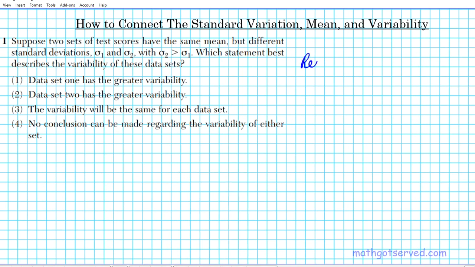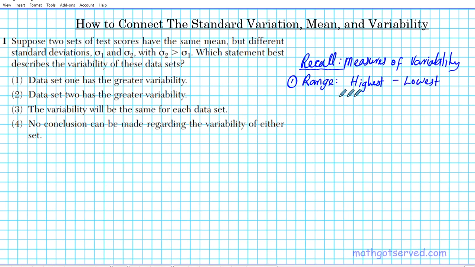So recall, concerning the measures of variability, you're going to remember that there are 4 of them. The first one is the range. If you're thinking about a data set that's comprised of scores, for example, the range would basically be the highest score minus the lowest score. That's the range of the data set. So this is one measure of variability.